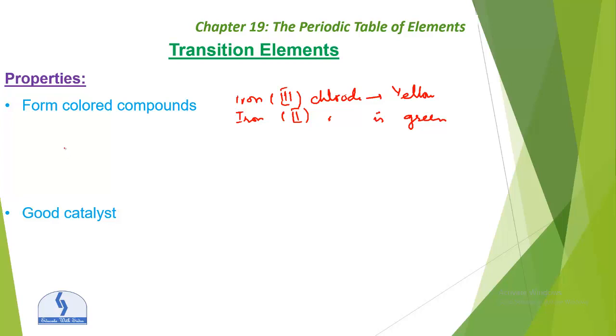They are the transition metals, and their compounds are very good catalysts. What is a catalyst? A catalyst basically increases the speed of a reaction and remains chemically unchanged at the end of the reaction, right? So the transition metals and their compounds are very good catalysts. For example, iron. Iron is used as a catalyst in the Haber process. The Haber process is used for the manufacturing of ammonia, that is NH3. So there iron is used as a catalyst, right?